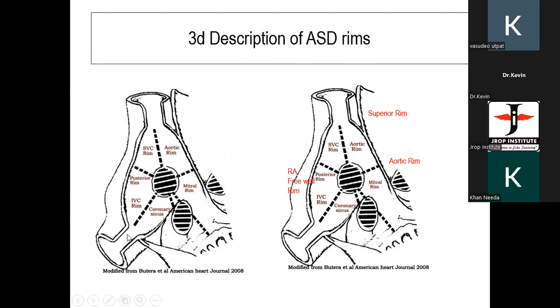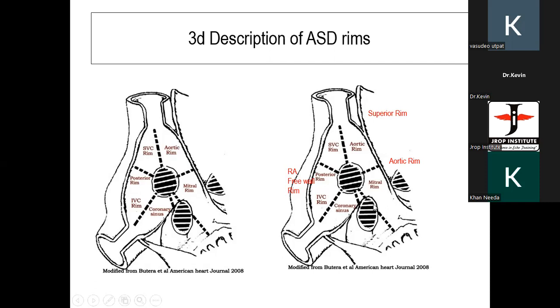Then we have the opposite side rim, which is known as the posterior rim. Above is the SVC type of rim. Here is the IVC type of rim. But to make it very simple, I always refer to these as superior, inferior, aortic, and RA free wall margins. And this we derive from a 3-dimensional echo image. We acquire a 4-chamber view, and from the 4-chamber view we acquire this particular phenomenon of rims through 3 dimensions.